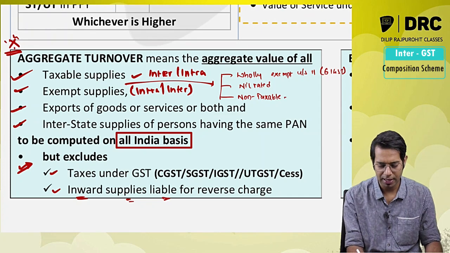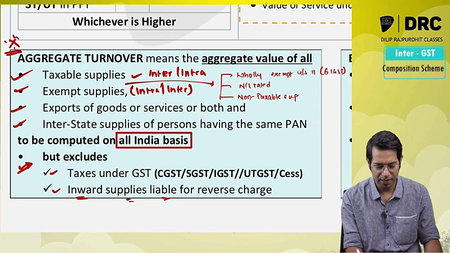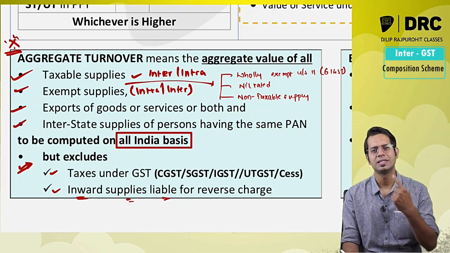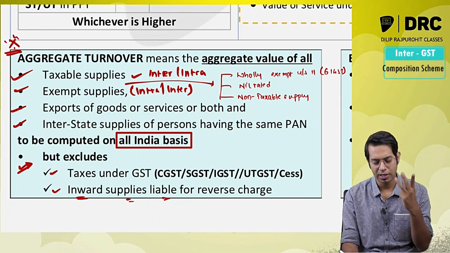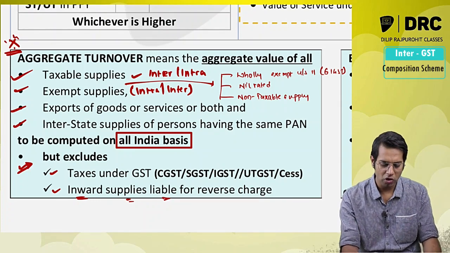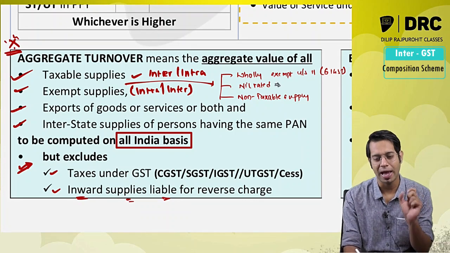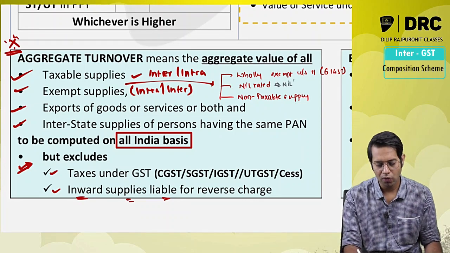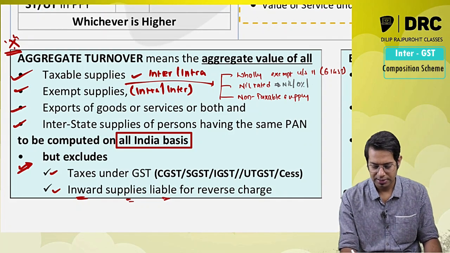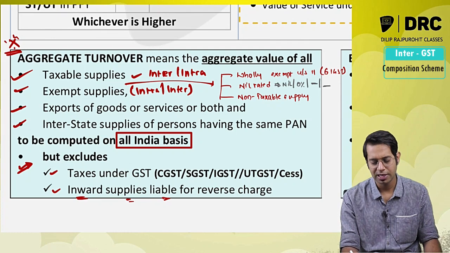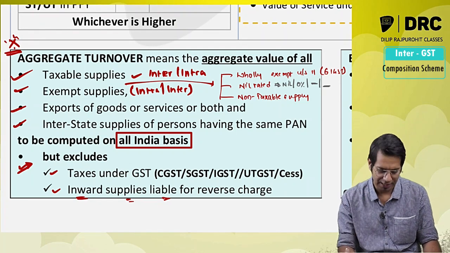Sir, exempt supply means supplies which are wholly exempt, supplies which are nil rated, and it includes non-taxable supplies. Sir, what do you mean by nil rated? Nil rated supply means those supplies for which the rate of tax is nil, or the rate of tax is 0%, or nothing has been specified, it is left blank, or a dash has been given over there.